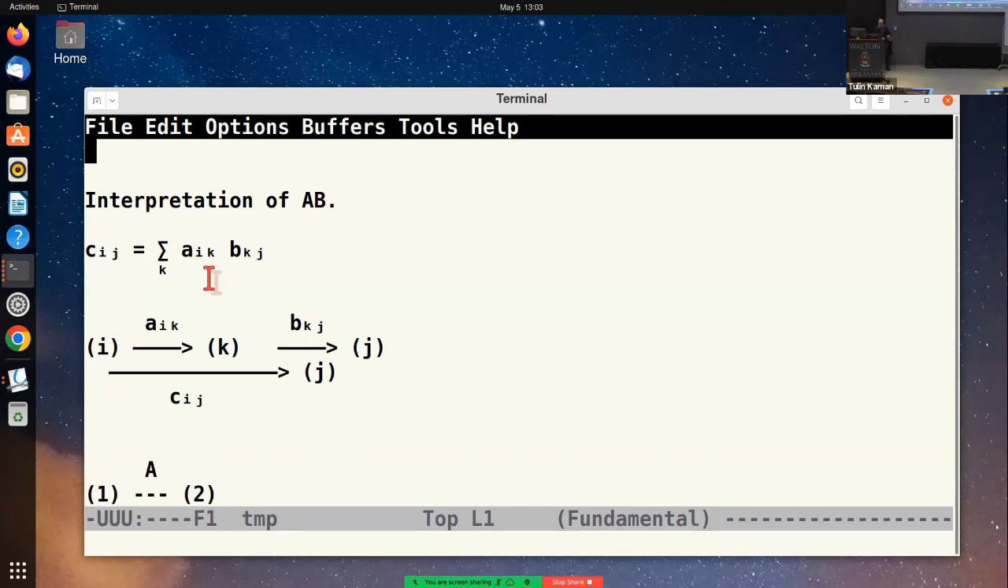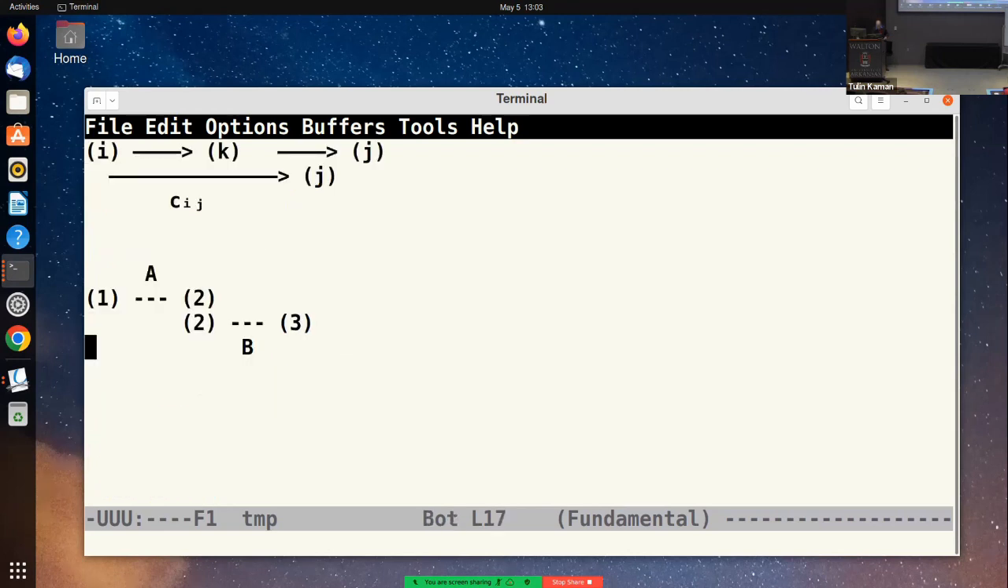Here's an example where you have a graph. Sorry, it's actually here. The graph A has only one edge from 1 to 2. A graph B has only one edge from 2 to 3. And of course, there is an edge from 1 to 3, according to this result here. But you cannot just switch B and A.